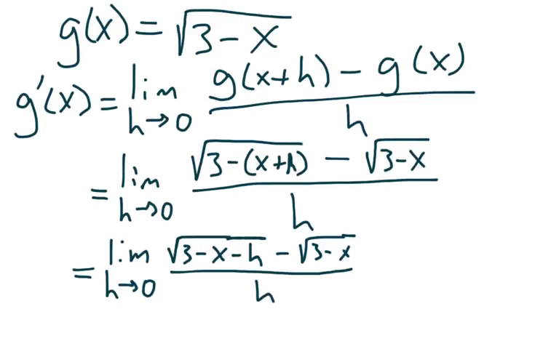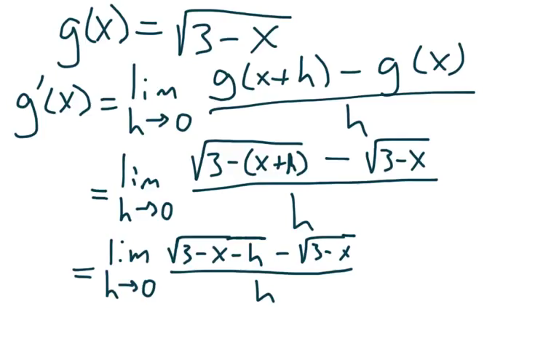over h. Now, if I simply try to solve this by plugging in h equals 0, the numerator will have the square root of 3 minus x minus the square root of 3 minus x, which is approaching 0, divided by h, which is approaching 0, which gives us that indeterminate form again, 0 over 0.